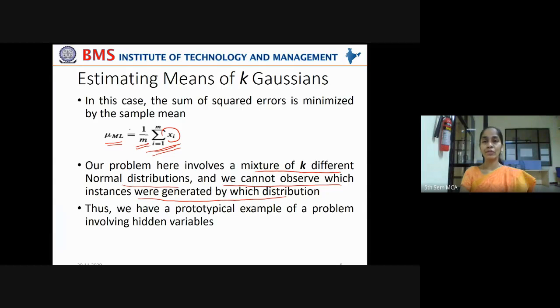That is why I want you to stay focused during the class. Now see here, it will make it more clear. Our problem here involves a mixture of k different normal distributions, that is, how many distributions we are considering.